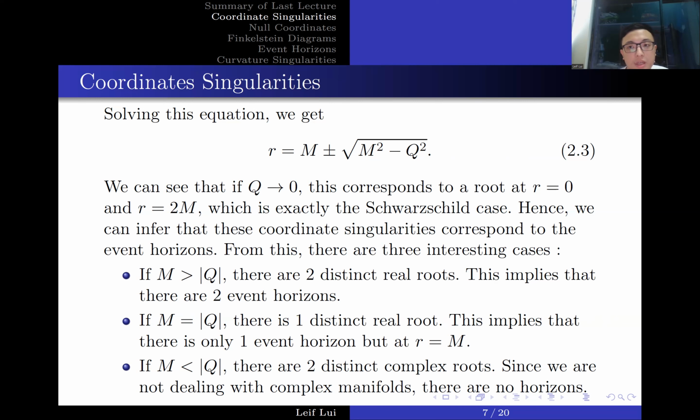The final case is when m is less than the magnitude of Q. This means that the discriminant is less than 0, and there are two distinct complex roots that are complex conjugates of each other. And since we are not dealing with complex manifolds, this means that there are no event horizons. And this is a big problem, because in general relativity, there is a conjecture that we always assume, because a lot of results in black hole physics are dependent on this conjecture.